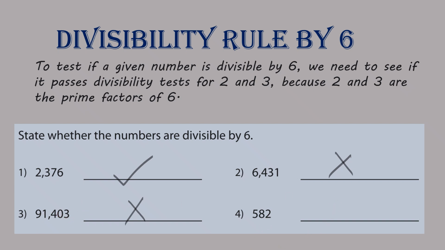Now see the last one. Here the last digit is 2, which means it will be divisible by 2. But now let's see for 3. 5 plus 8 is 13. 13 plus 2 is 15, and 15 is a multiple of 3. Which means this number is divisible by 2 and also 3. So that's why this number will be divisible by 6 also.